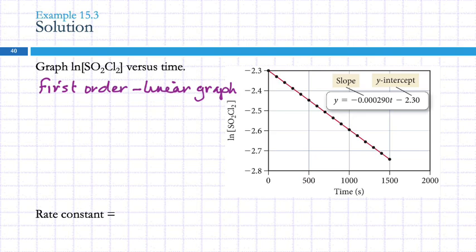So that was one of the things we're supposed to do. Let's find the rate constant. So the integrated rate law for first order is the natural log of the concentration at time t is equal to negative k times t plus the natural log of the concentration of A at time 0.